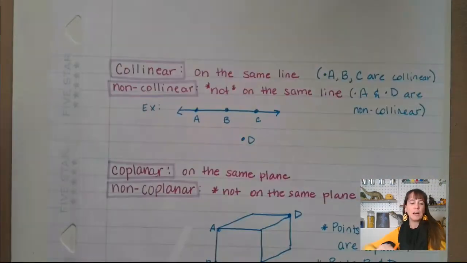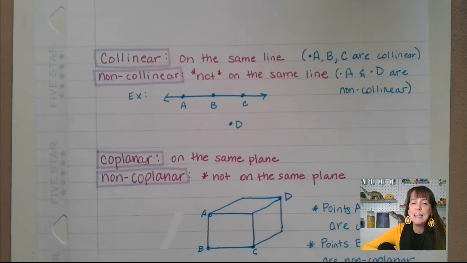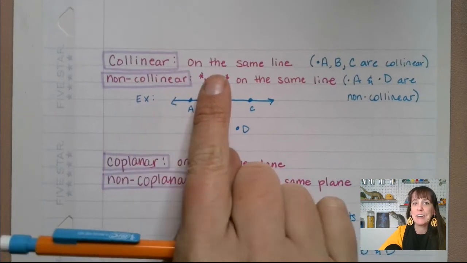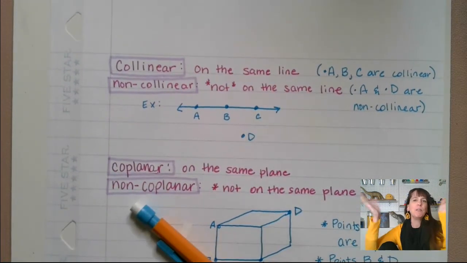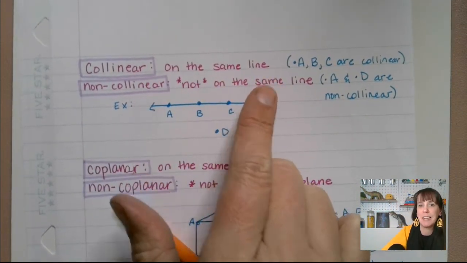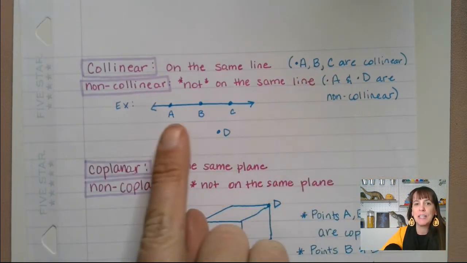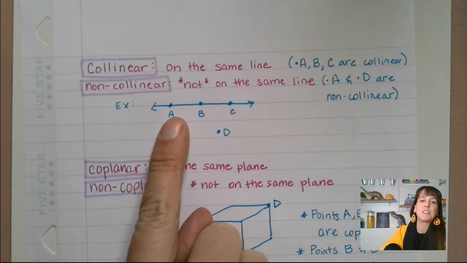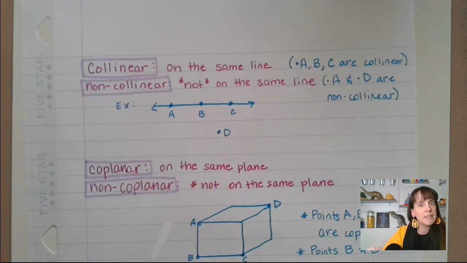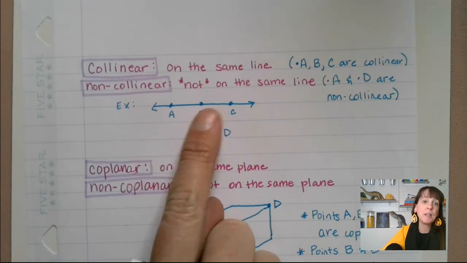Okay, so let's take a look at our other ones. We've got a couple of other words that we'll dive into a little bit deeper later on. But for right now, we have collinear. That means that they're on the same line. Think about if you have a pilot and a co-pilot. They're in the same plane. So collinear means that they're on the same line. Non-collinear, not on the same line. If you take a look at this example here, A, B, and C would be considered collinear because they're all on the same line. D would be considered non-collinear to A or B or C.